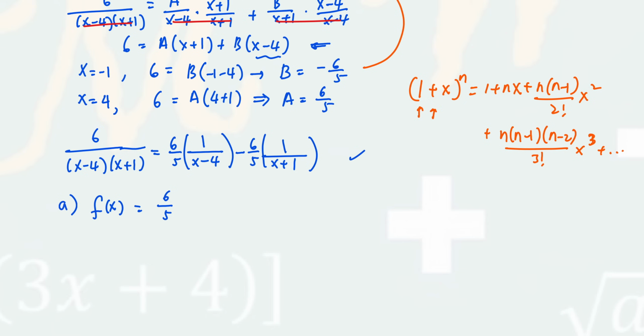Okay, therefore now instead of writing (x − 4) to the power negative 1, I will change it to (−4 + x) to the power negative 1, so that the x is always the second term. And the same goes for the next term, which is 6 over 5. Instead of writing (x + 1) to the power negative 1, you just write (1 + x) to the power negative 1.